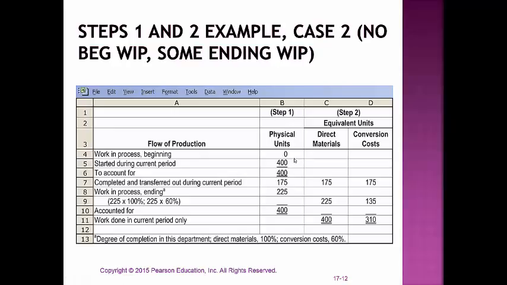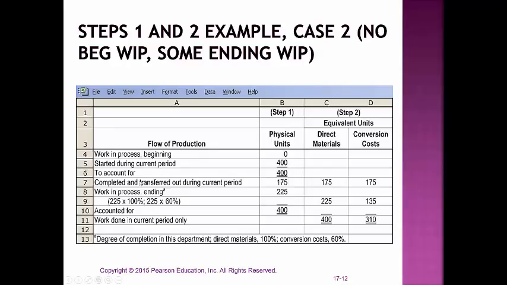Therefore, third line item, we need to add the two together. So we've got 0 plus 400 equals 400. This is the total number of units that we need to account for. We'll actually use many of the items that we're going to see on this form as check figures. So this 400 we'll be able to use in multiple places.